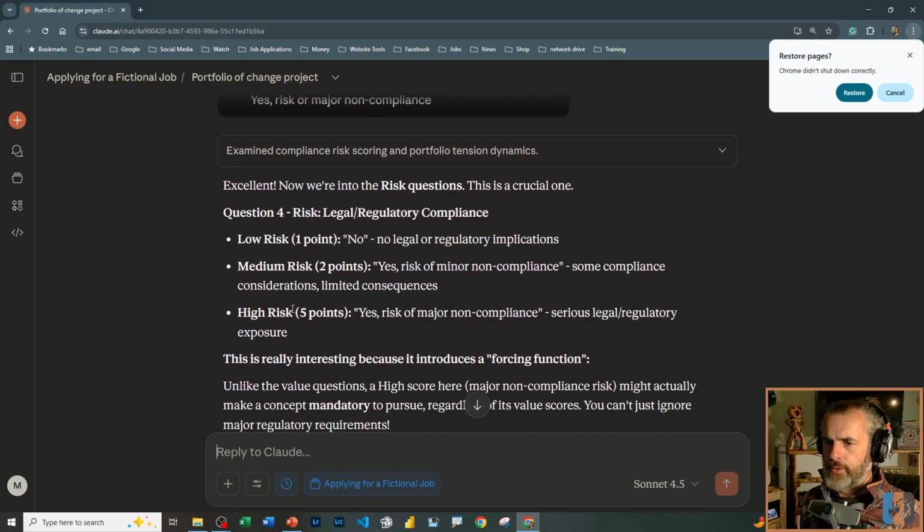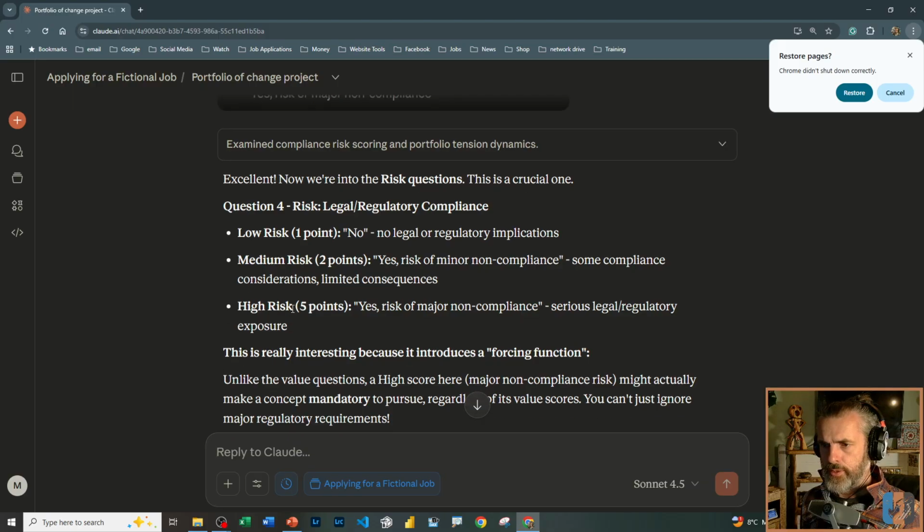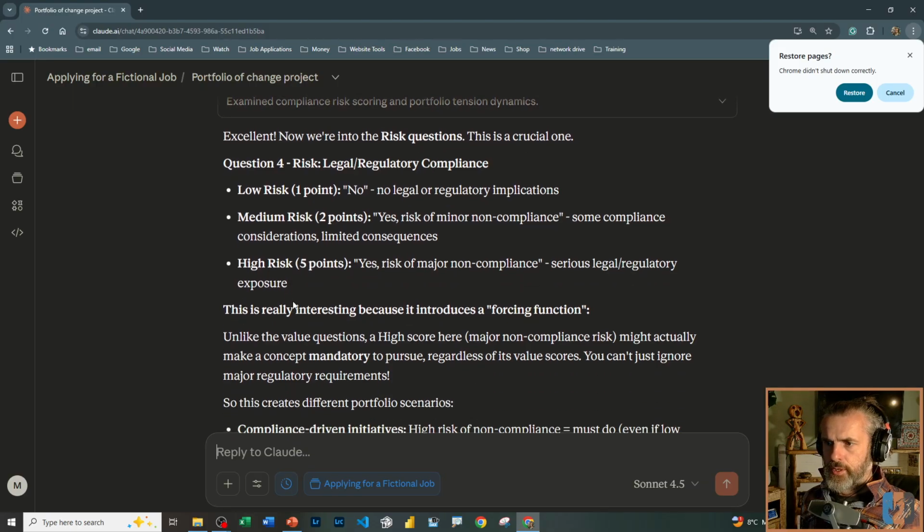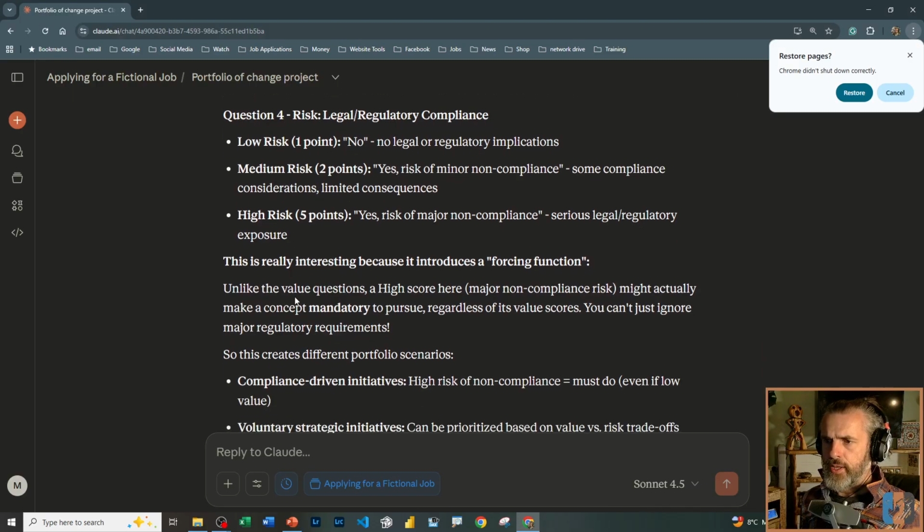Okie dokie. Right. So, yeah, there's a minor and there's major non-compliance. This is really interesting because it introduces a forcing function. Unlike the value questions, a high score here, major non-compliance, might actually make the concept mandatory to pursue. Oh, so regardless of its value scores, you can't just ignore it.